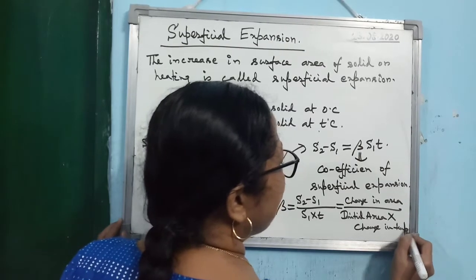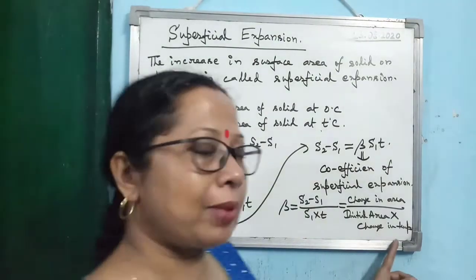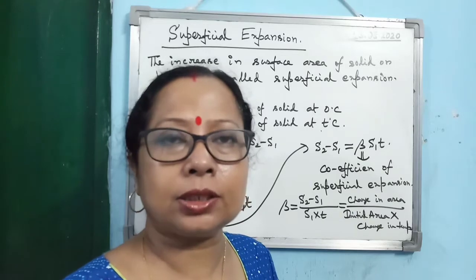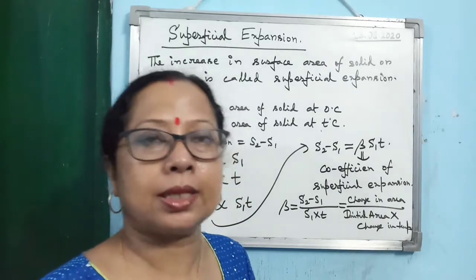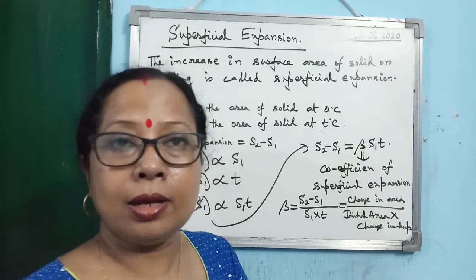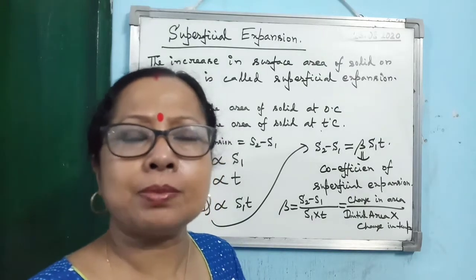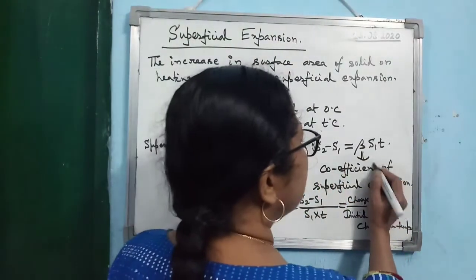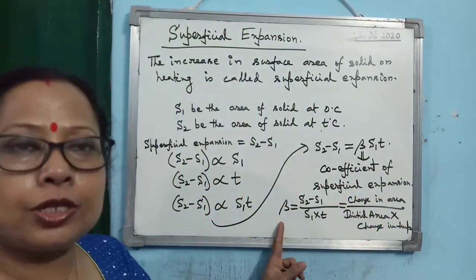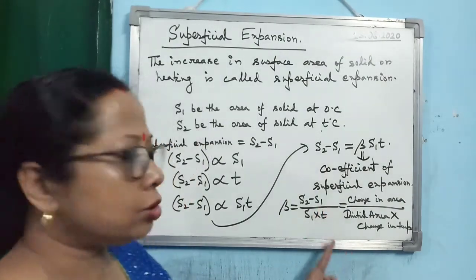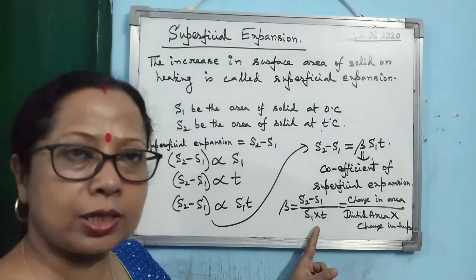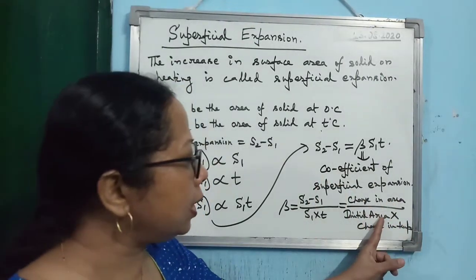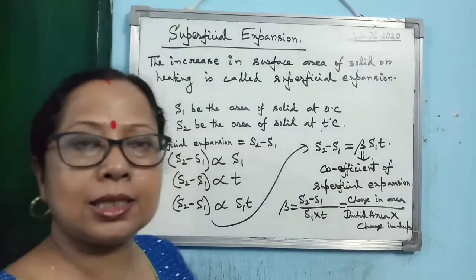Alright. Please you write down properly, because whatever I am writing, if it is not visible, then verbally also I am saying. So if you listen to the lecture, then you don't have to ask me in message that what is written. Okay? Because if you listen to the lecture, then everything I am saying verbally also. So what is beta here? Coefficient of superficial expansion. Coefficient of superficial expansion is equal to S2 minus S1 by S1 into T. So S2 minus S1 is change in area, S1 is initial area, into T is change in temperature.